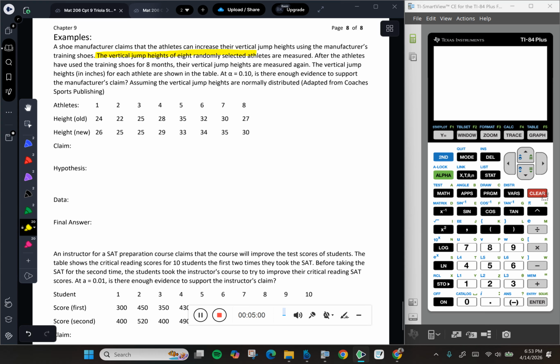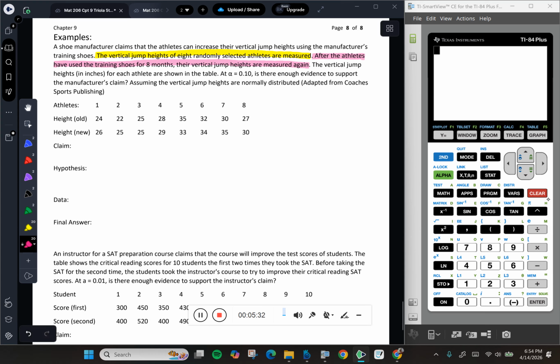I've got a sample of 8 athletes, and I'm going to measure their vertical jump height. Then they're going to wear these shoes for 8 months, and we're going to measure them again. So I'm going to have the vertical for the before the shoes, the treatment, and I'm going to have the vertical for the after. And then I'm going to be able to compare those two data sets to say, hey, do these shoes work?